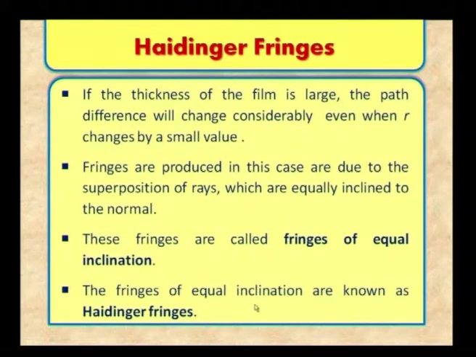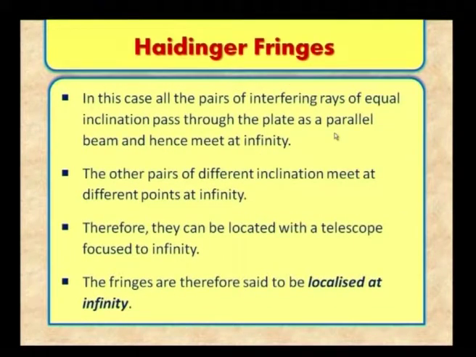The fringes of equal inclination are known as Haidinger fringes. In this case, all the pairs of interfering rays of equal inclination pass through the plate as a parallel beam and hence meet at infinity, because parallel rays will meet at infinity. The other points of different inclination will meet at different points at infinity. Therefore, they can be located with a telescope focused to infinity. The fringes are therefore said to be localized at infinity.